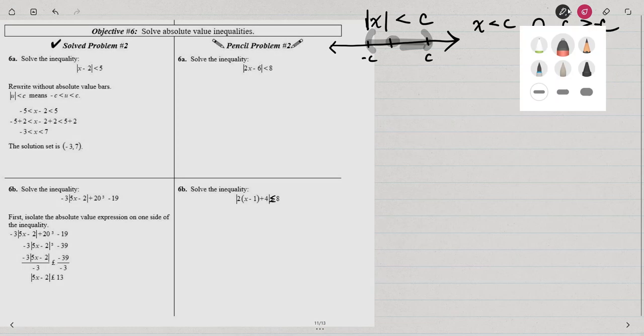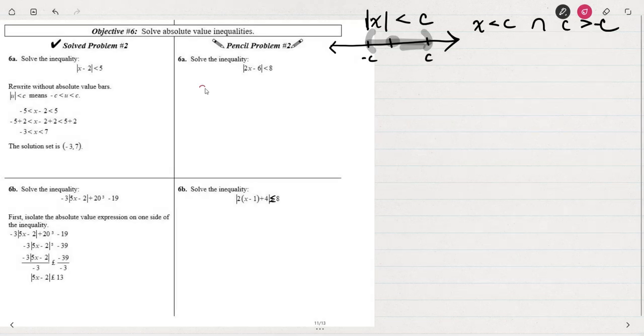Let me go ahead and write it out using that mnemonic also. Less than, so we're going to have 2x minus 6 is less than 8, and 2x minus 6 is greater than the opposite of 8. If I put those together, do you see, we'd start with this negative 8, and we'd have negative 8 less than 2x minus 6. Let me show you where I'm getting that.